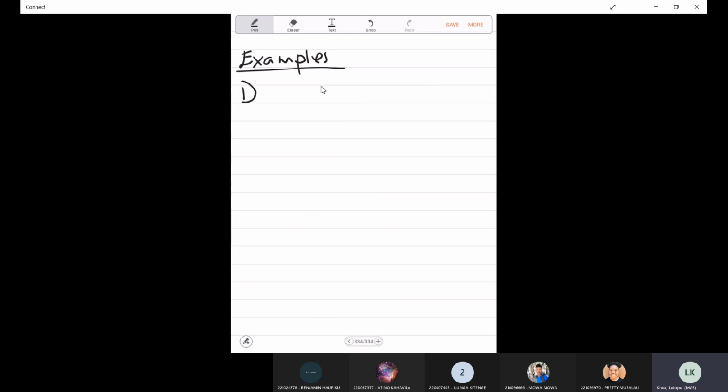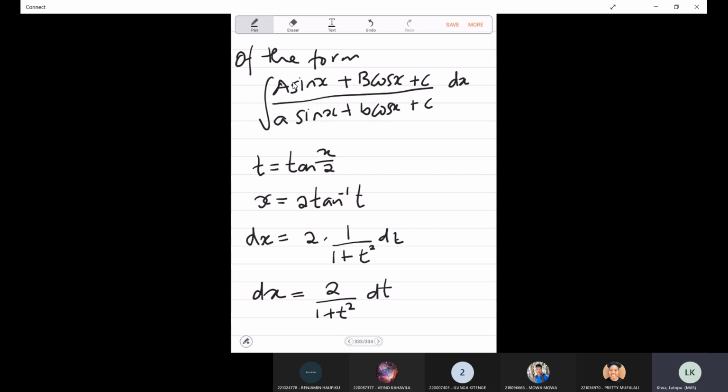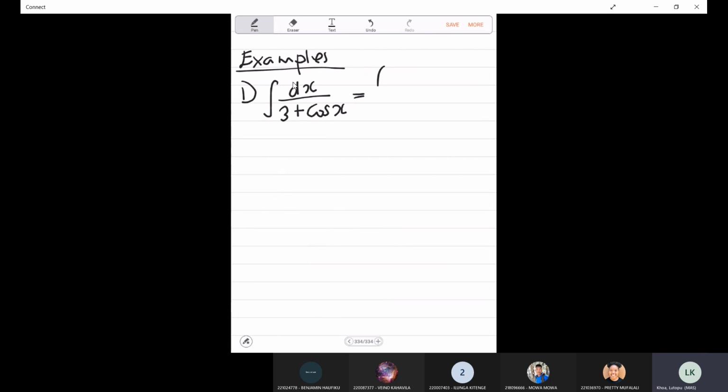The first one, we have the integral of dx over 3 plus cos x. So here we just make the substitution. So dx, we said, is equal to 2 over 1 plus t squared dt. So this is the integral of 2 over 1 plus t squared dt. And then the cos x is 1 minus t squared over 1 plus t squared.